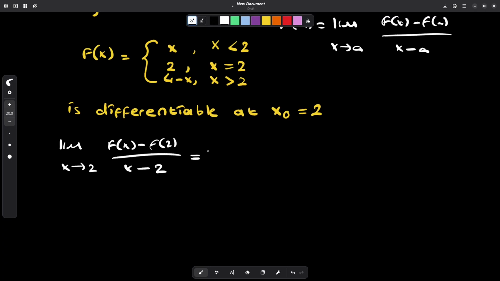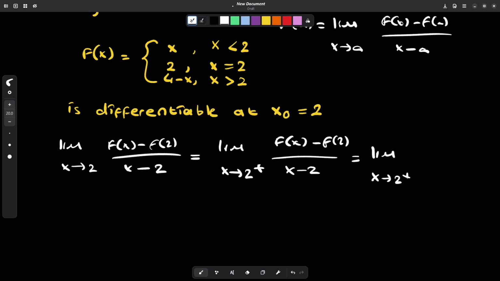Talking about the limit, we need to check it from the left and the right. Let's check this limit from the right first, over x minus 2. When x is greater than 2, my function is 4 minus x. Limit as x approaches 2 from the right, 4 minus x minus f(2), where x is equal to 2, which is 2, over x minus a. This part is equal to 2 minus x. So this limit is negative 1.